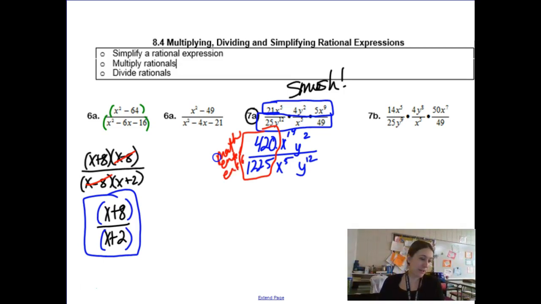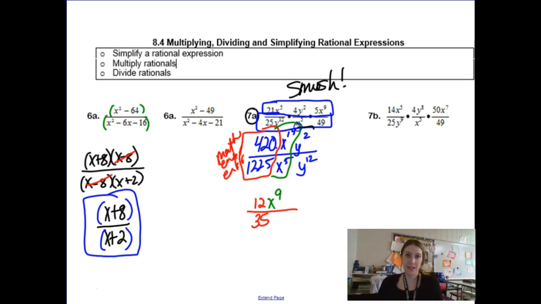So 420 divided by 1225, that reduces to 12 over 35. And guys, even I did that on my calculator. I'm not going to do that in my head. Are you crazy? Alright, x to the 14th over x to the 5th. If I subtract those, I get x to the 9th located in the numerator.